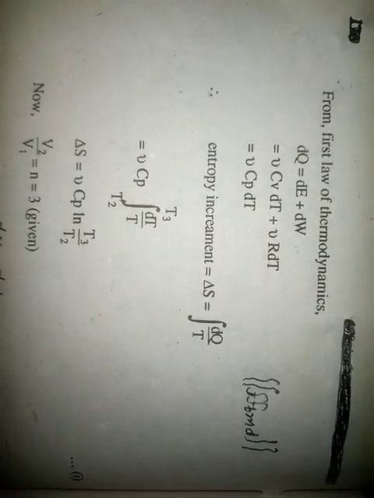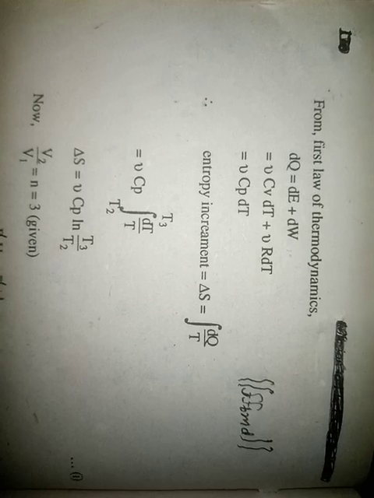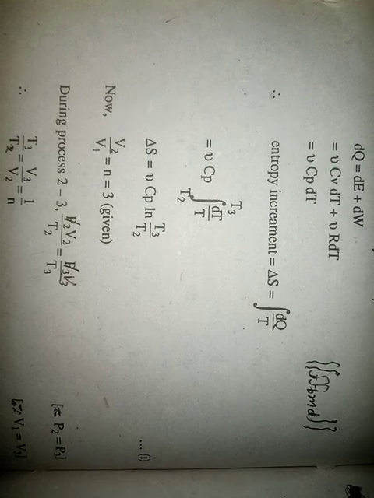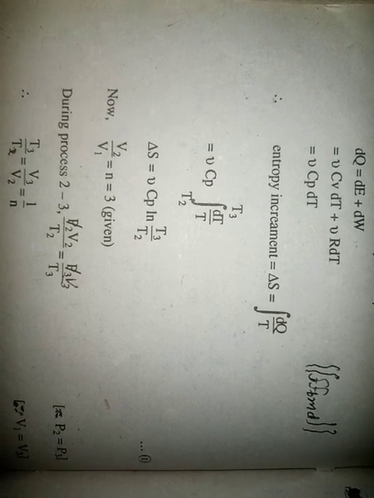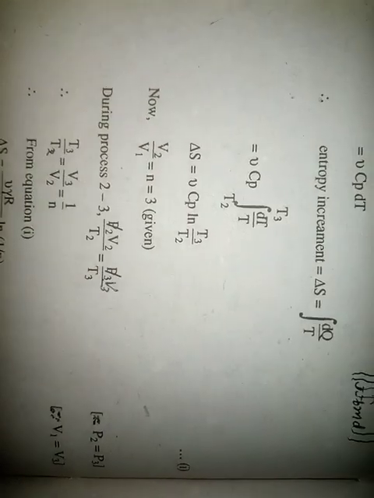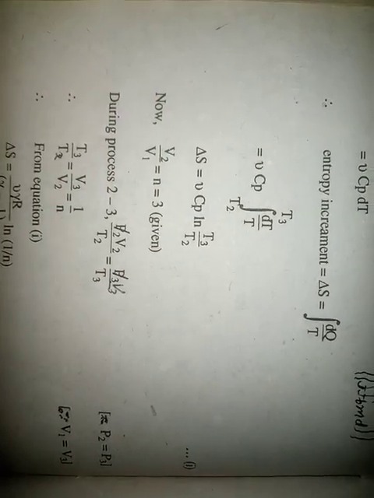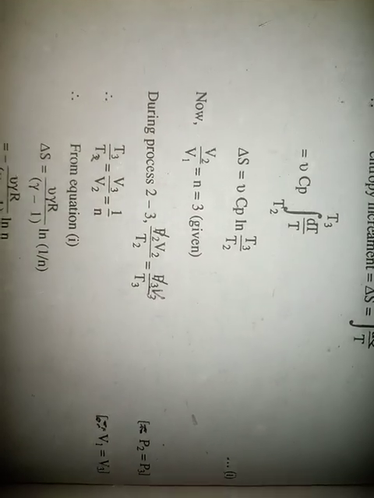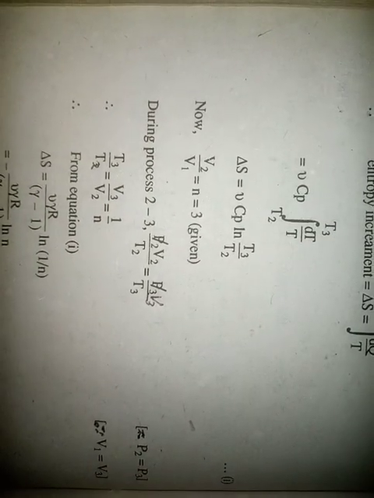Hence, entropy increment delta S equals integration of dQ by T equals nu Cp into integration dT by T to the limit T2 to T3. Hence, this implies delta S equals nu Cp log T3 by T2. Now, V2 by V1 equals N equals 3 given.